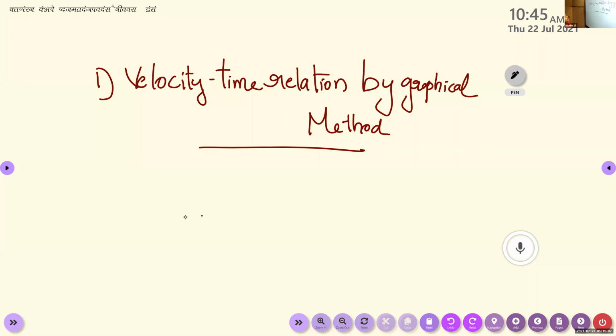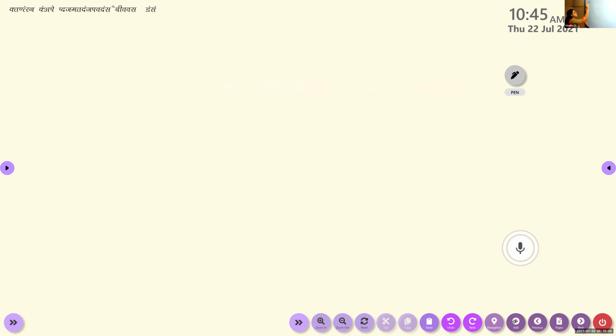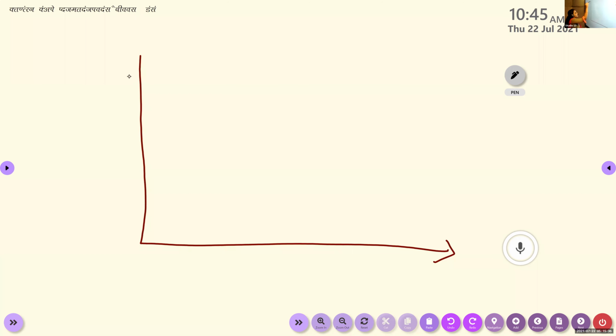Okay. So here we are going to derive the velocity time relation by graphical method. For that, first we consider the velocity time graph of uniform motion of an object. So all of you draw the velocity time graph for the uniform motion of an object. What is the nature of the graph? Straight line.